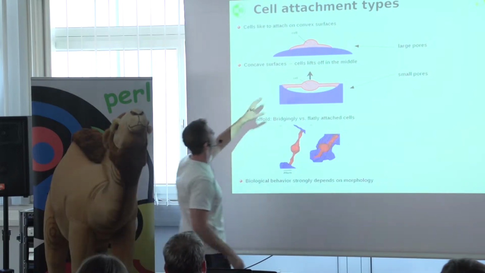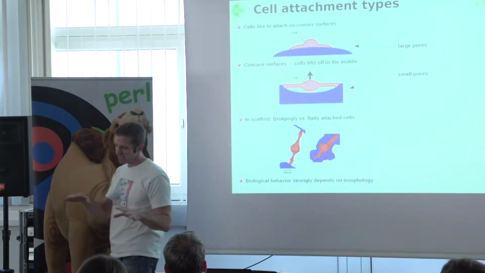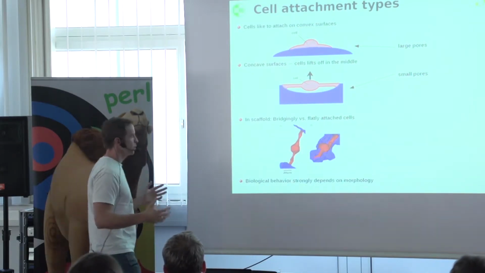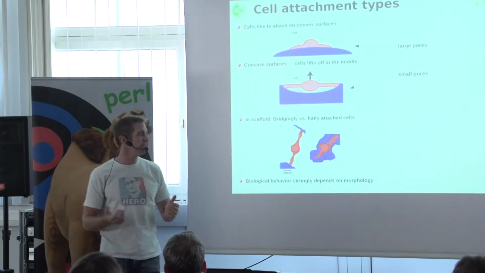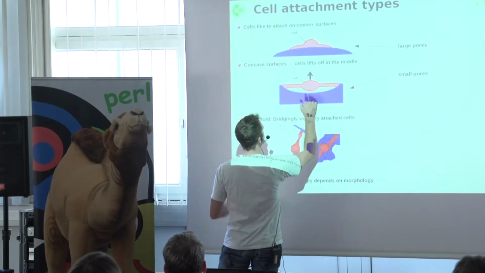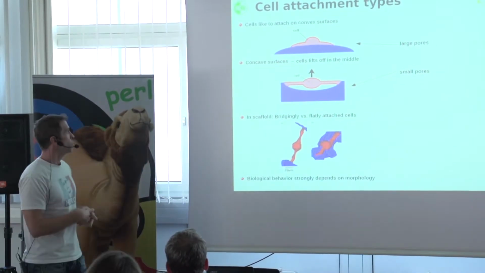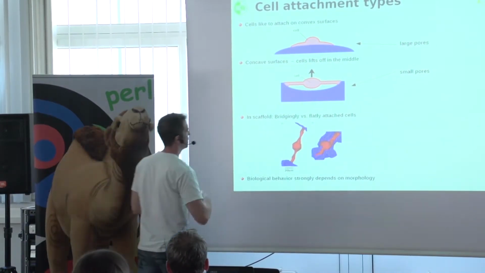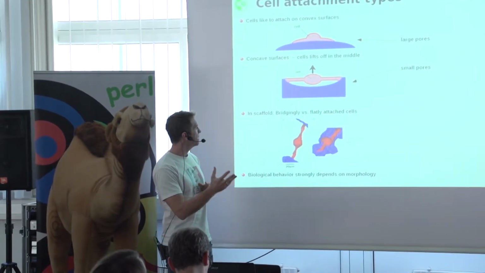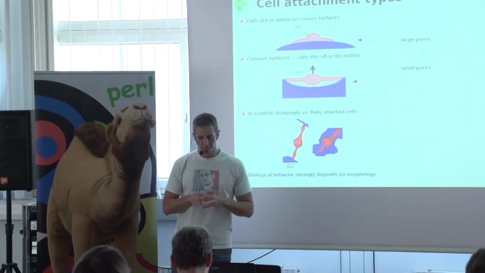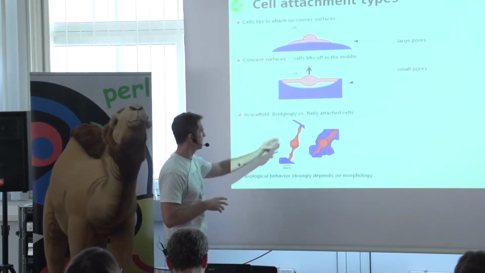This here should represent the cell, and cells like to attach to flat or convex surfaces because they're attaching all down here. If the surface is concave, cells tend to lift off, and they're only attached on this small region. And of course, they behave completely differently depending on this morphology. So in general we deal with two types of cell attachment. The one I called flatly attached cells, and the other one is bridgingly attached.